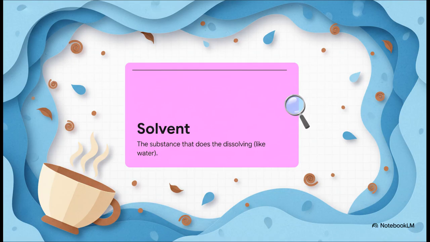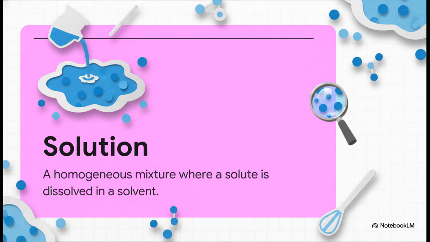And of course, every star needs a stage, right? Well, that's our solvent, the substance that does the dissolving. For a cup of tea, the water is the solvent. It's where all the action happens. Now, you put the two of them together, and what you get is a solution. And this isn't just any old mixture, it's what scientists call a homogeneous mixture. That just means everything is perfectly, evenly spread out.